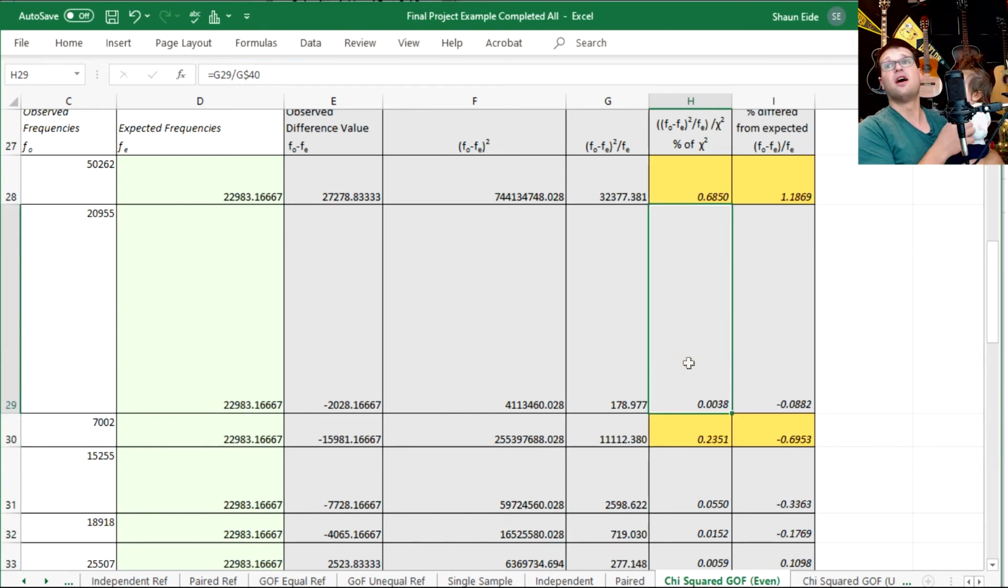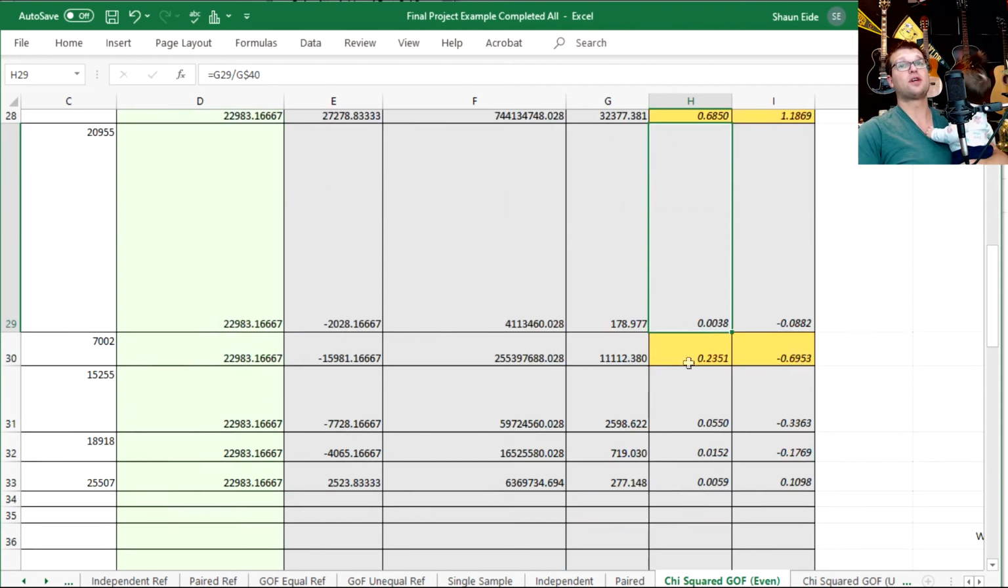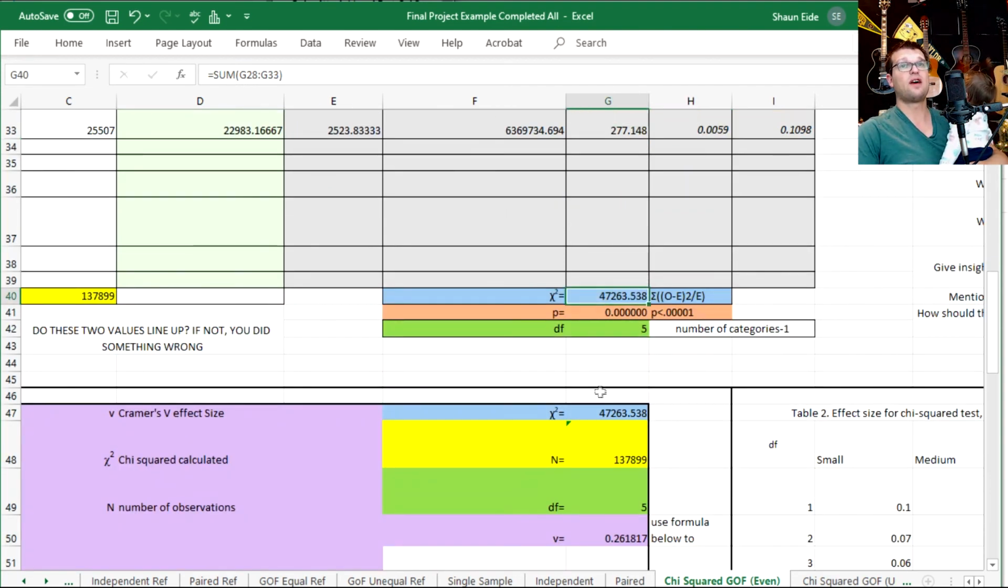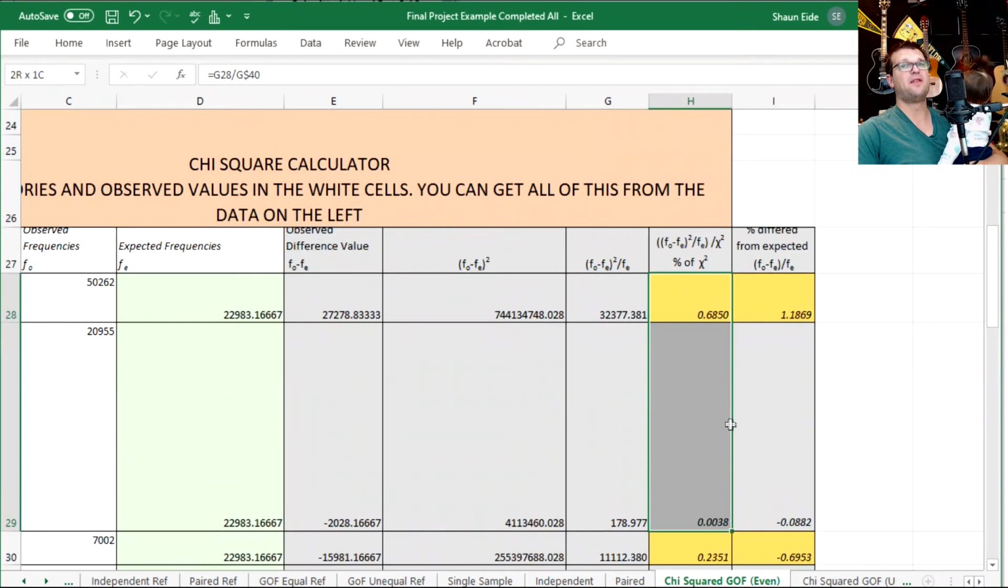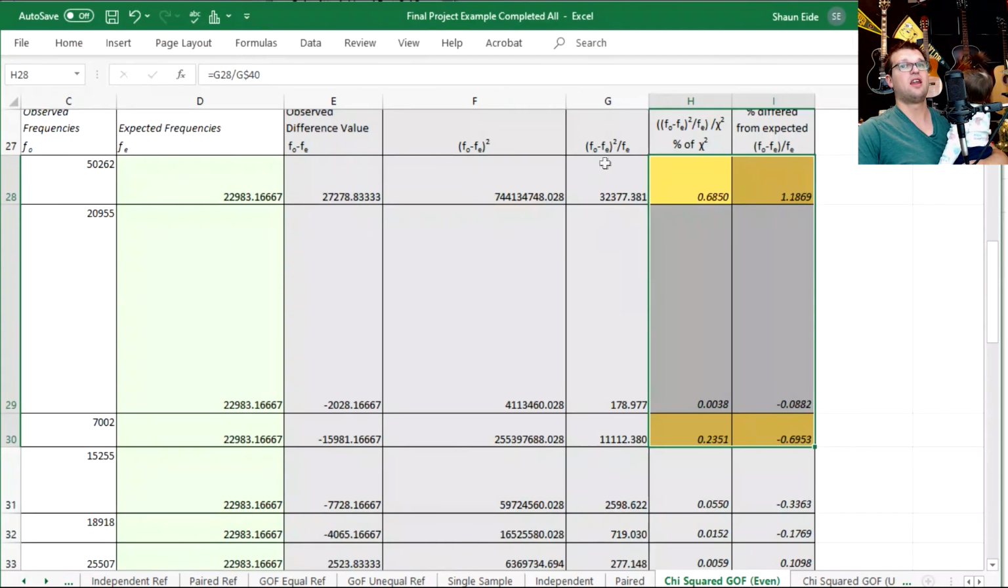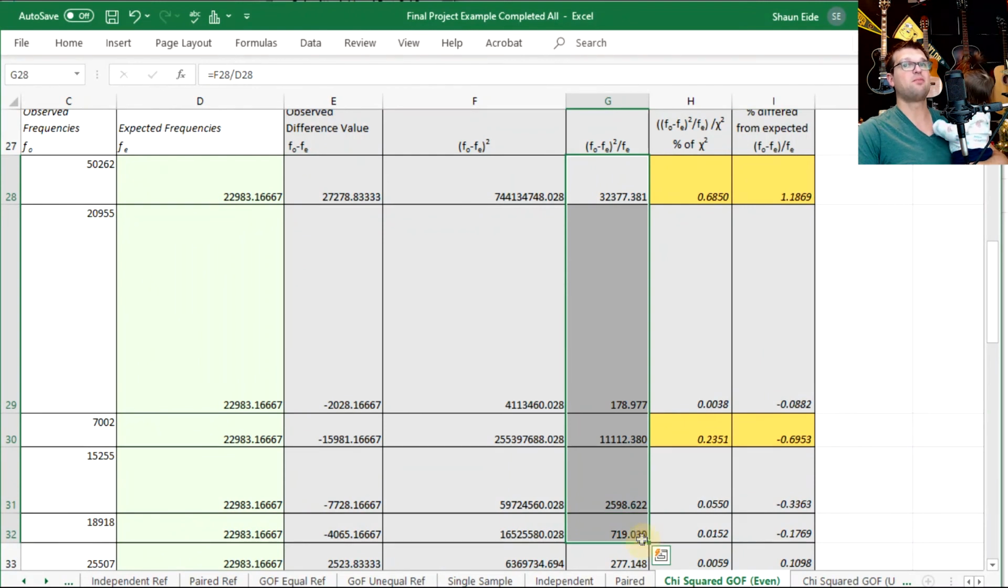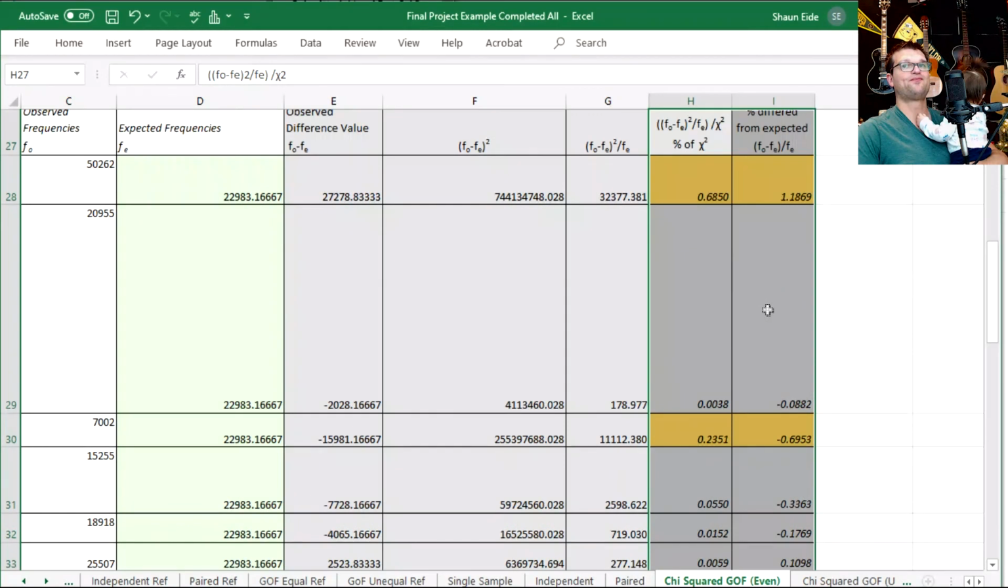And frankly, if your chi-squared value down here is not statistically significant, these aren't even important. This is the first thing. This has to be significant in order for any of this to be important.